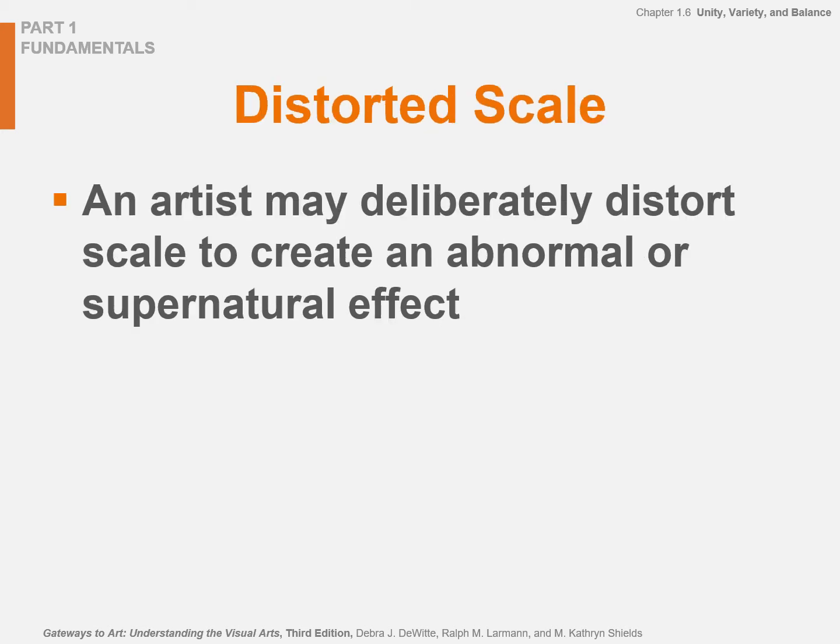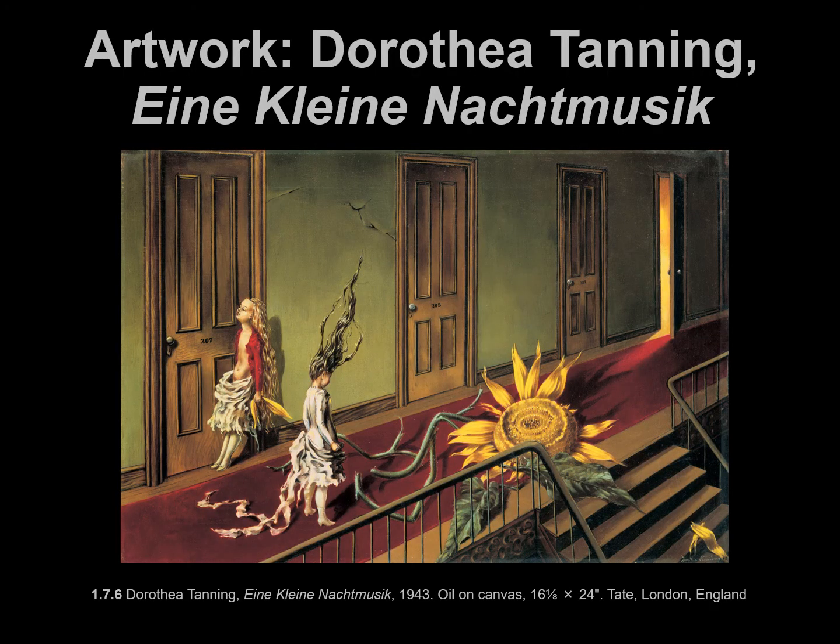Distorted scale is another way that artists can get a certain type of meaning across. An artist may deliberately distort scale to create an abnormal or supernatural effect. This is a wonderful surrealist painting by Dorothea Tanning. In the work from 1943, at first glance, we might just walk by this painting and not really look at it. But what a lot of surrealist paintings do is they force us to take some time and begin to look at it as a puzzle that we can start to pick apart.